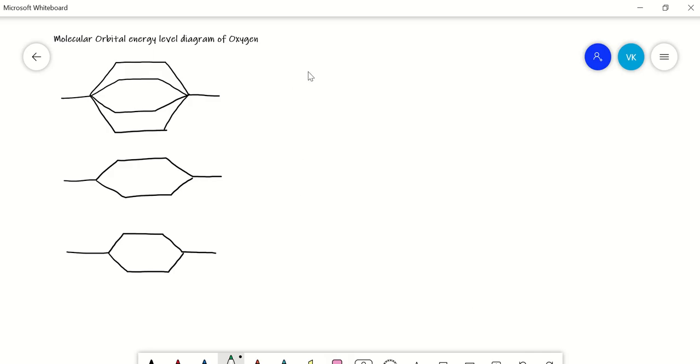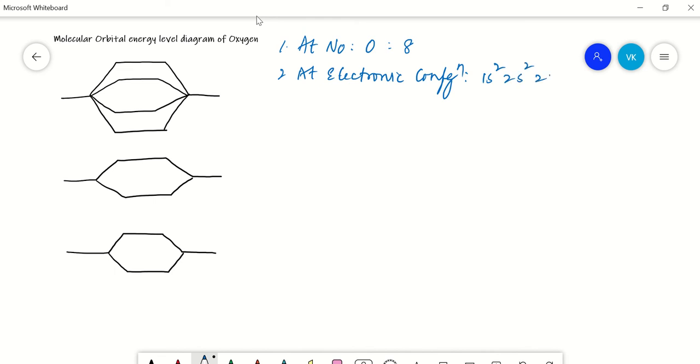While drawing the molecular orbital energy level diagram of oxygen, what are the important points that we need to look into, or consider and write in our exams? Our first point that is important here is the atomic number of oxygen. Atomic number of oxygen is 8. What is the electronic configuration of oxygen? Electronic configuration is 1s2, 2s2, 2p4.